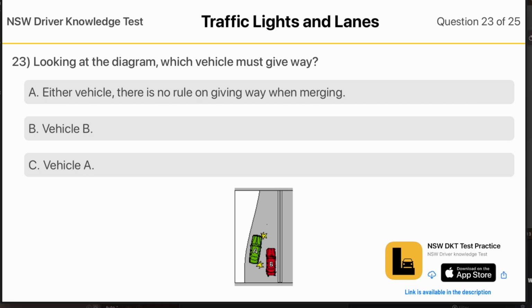Looking at the diagram, which vehicle must give way? Either vehicle, there is no rule on giving way when merging. Vehicle B. Vehicle A.